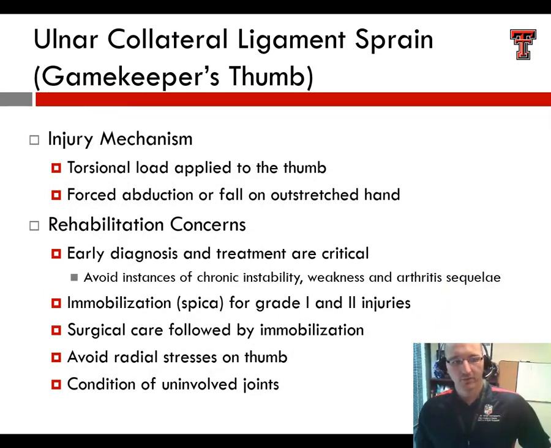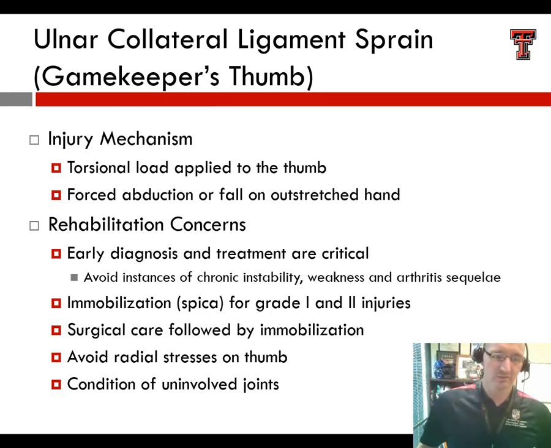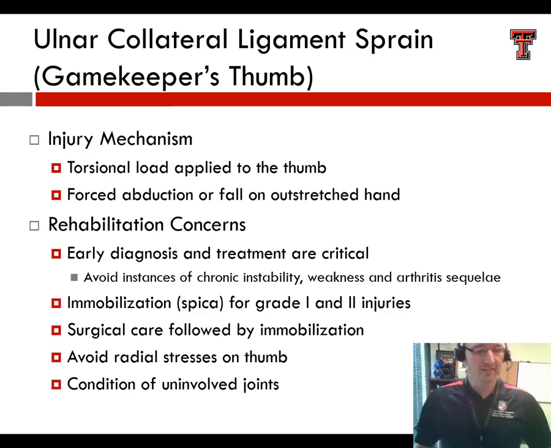Okay, so our injury mechanism here will usually be a torsional load applied to the thumb. We'll see this skiing, ski pole sticks in the surface. Could be forced abduction or a fall on an outstretched hand. We want to make sure we get this diagnosis as early as possible. We want to avoid any instances where we've got chronic instability, weakness, arthritis type symptoms. Generally, we're going to immobilize the more minor gamekeeper's injuries and usually just manage those conservatively.